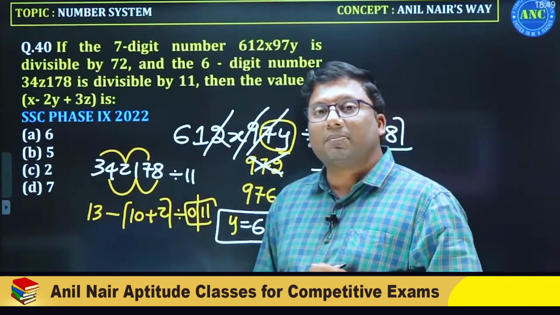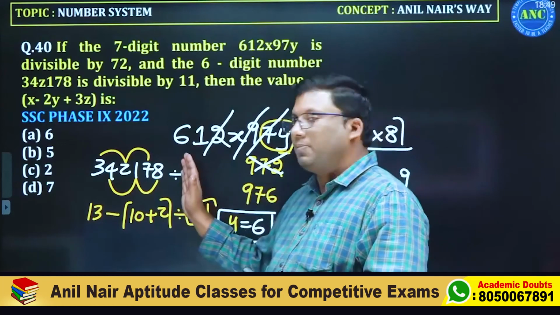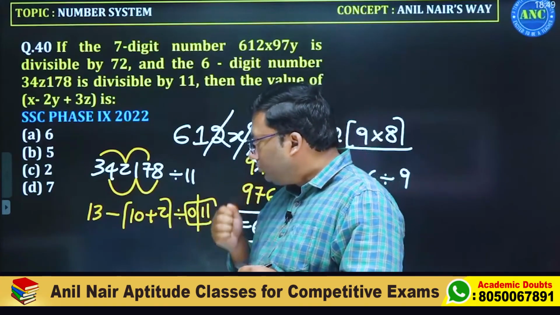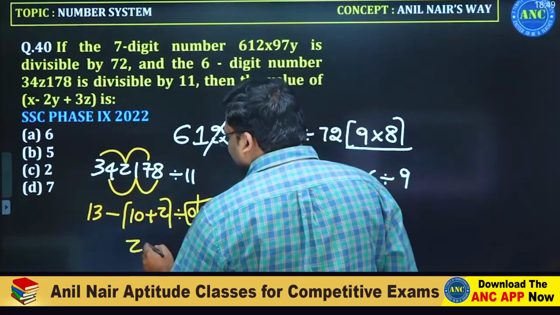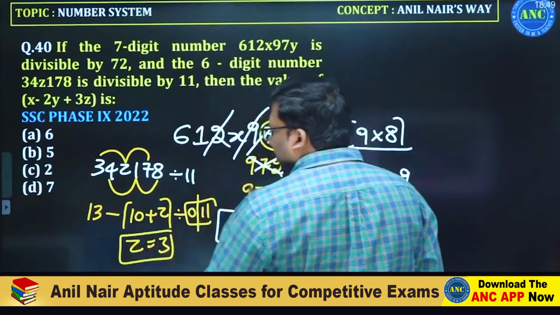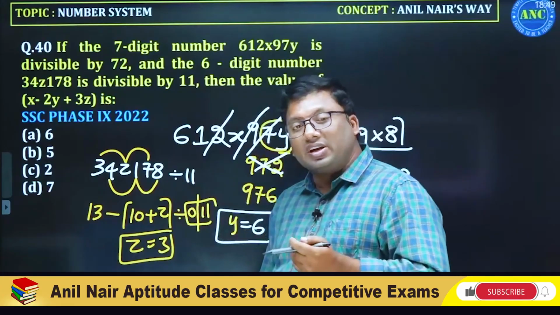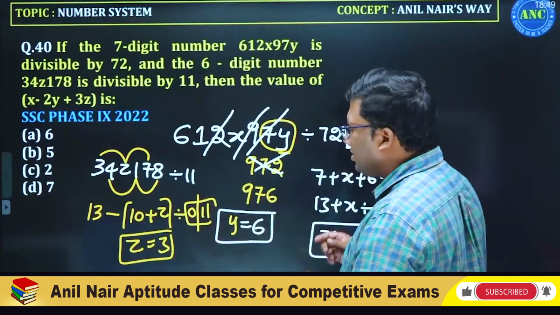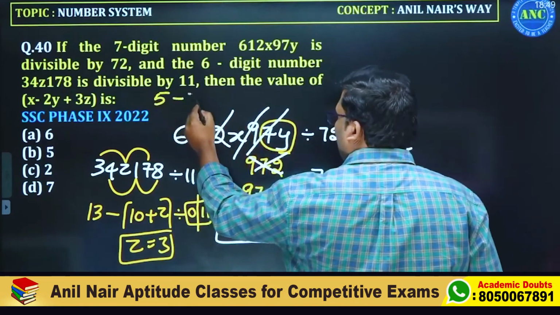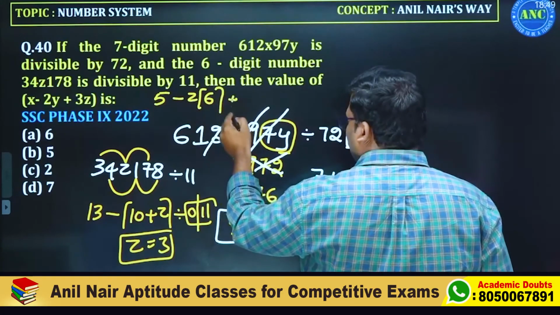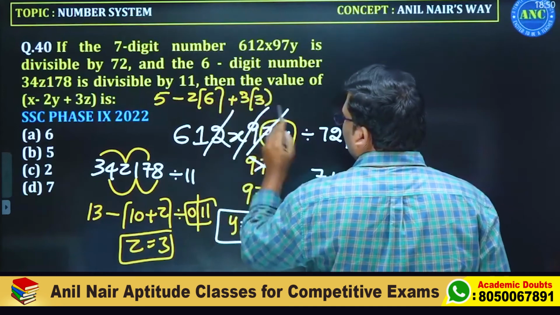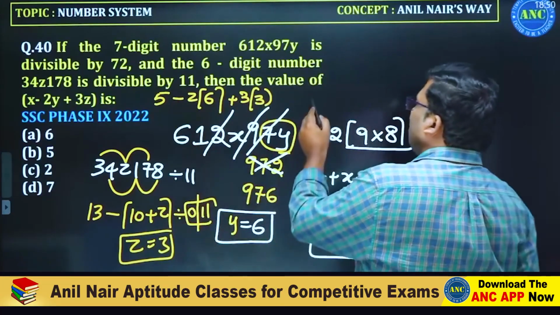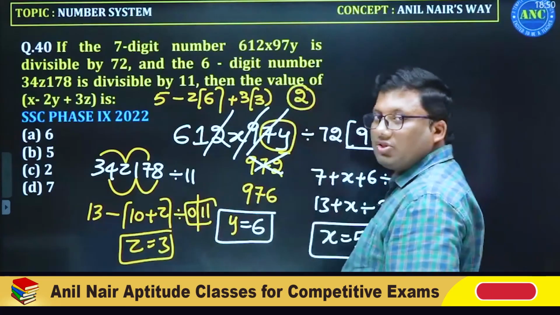The divisibility rule of 11 is sum of the odd places minus sum of the even places. 8 plus 1 is 9, 9 plus 4 is 13. 13 minus 10 plus Z. That means Z value is 3. 13 minus 10 plus 3 is 13, and 13 minus 13 is perfectly divisible by 11. Z is 3, Y is 6, X is 5. So 2 into Y, which is 6, plus 3 into Z, which is 3, this will become 9 plus 5, 14. 14 minus 12 is 2.